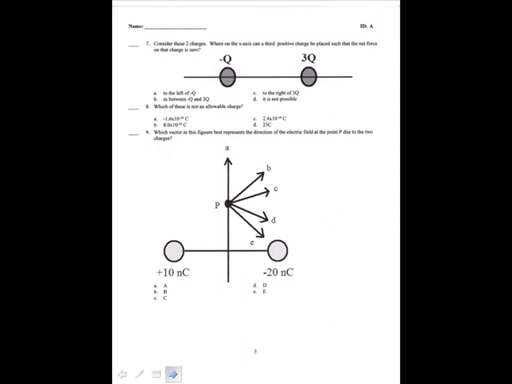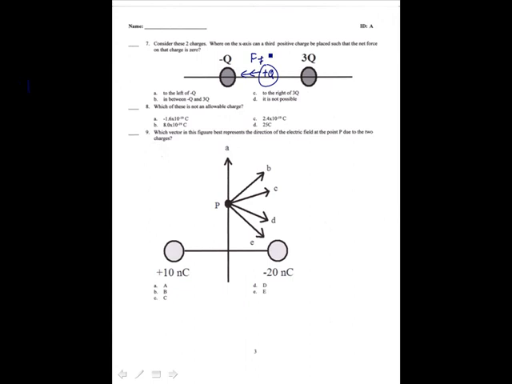Okay, consider these two charges. Where on the x-axis can a third positive charge be placed such that the net force on that charge is 0? Okay, there are only 3 places it can be: to the left of minus Q, in between minus Q and 3Q, or to the right of the 3Q charge. Now if we put a positive charge here, the forces that are acting on it due to the 3Q charge, they're a similar charge, so it's repelled, and it's attracted to the minus Q charge, so that's not equal to 0.